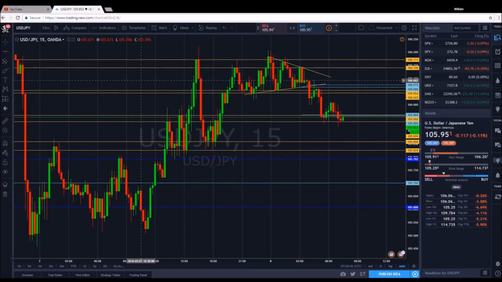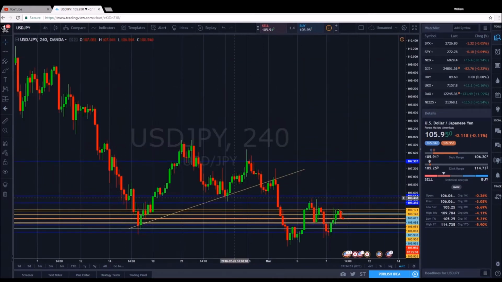What we got here is the USD Japan 15-minute chart, and if you've watched any of my previous videos, I've been pretty bearish on USD Japan as of late. Looking at the larger time frame, you see that it's broken this here. We got a nice break, some retest of these zones, and some failure. So overall, it's been kind of bearish.